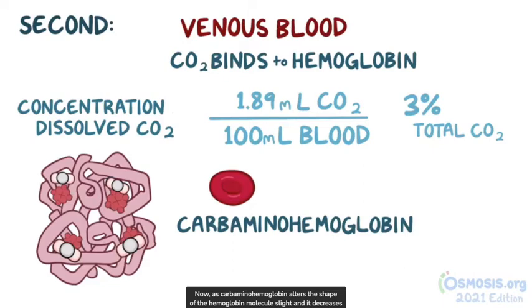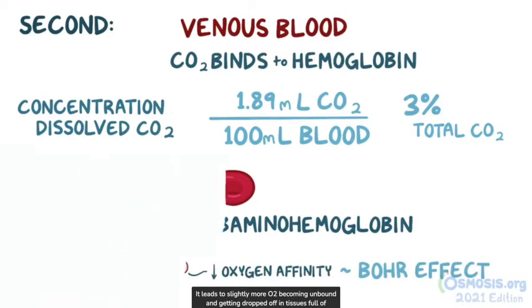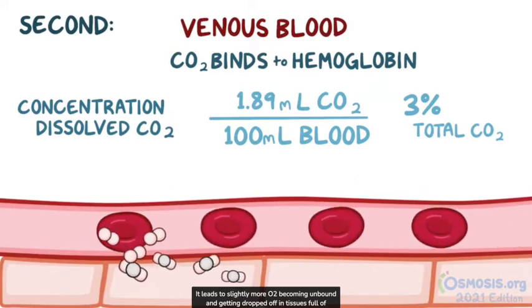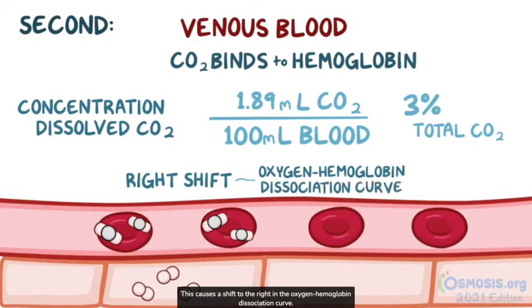Now, carbaminohemoglobin has a slightly different shape than hemoglobin, and it has less affinity for oxygen, and this is called the Bohr effect. This leads to slightly more oxygen becoming unbound and getting dropped off in tissues full of carbon dioxide. And this causes a shift to the right in the oxygen-hemoglobin dissociation curve.